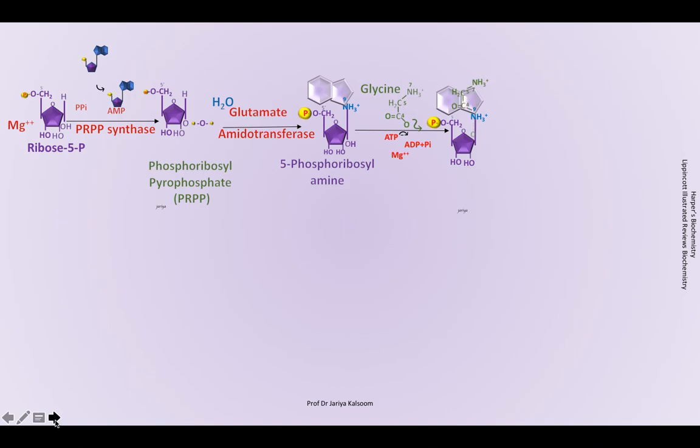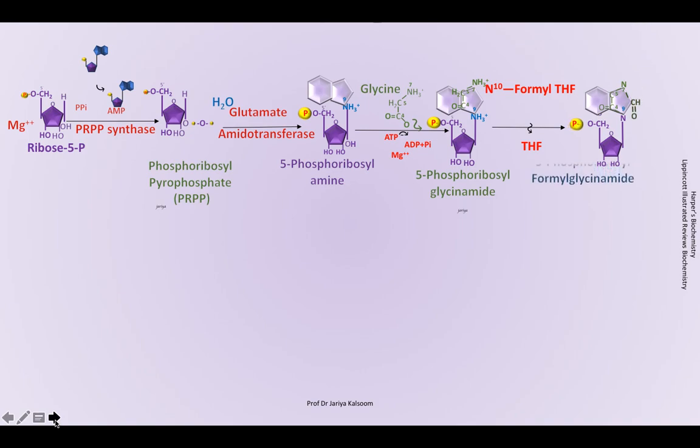Next, the amino acid glycine as a whole becomes incorporated into it, contributing the carbons at 4th and 5th positions and nitrogen at 7th position of the purine ring. And 5-phosphoribosyl amine is now converted to 5-phosphoribosyl glycinamide. Then folic acid donates a carbon atom, converting it to 5-phosphoribosyl formyl glycinamide.